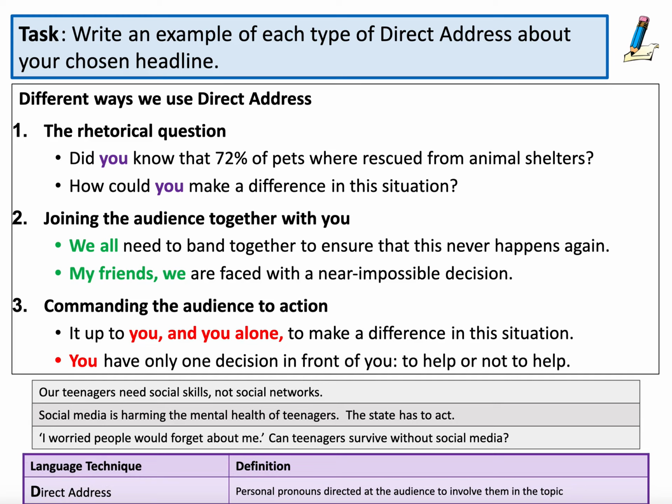Right, next task. Write an example of each type of direct address about your chosen headline. Make sure that you've picked it, and then write your own rhetorical question about your headline, then your own joining the audience together with you statement about your headline, and then three, your own commanding the audience to action. I've put a reminder of those three headlines at the bottom here. Okay, well done. Let's move on.